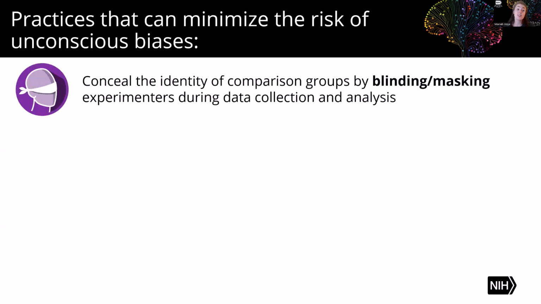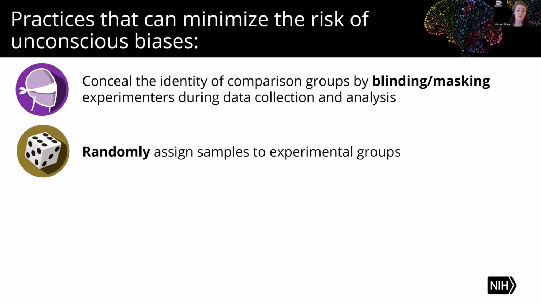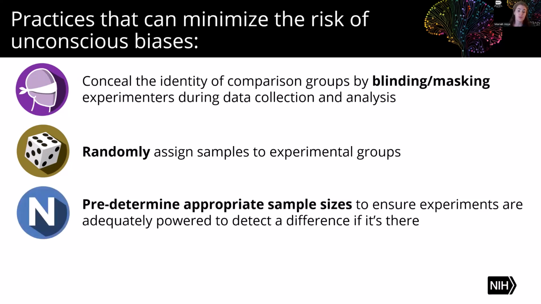For one, we can conceal the identity of comparison groups by blinding and masking experimenters during data collection and analysis. This practice helps prevent experimenters from unconsciously treating samples differently based on the identity of the sample. We can also randomly assign samples to experimental groups using a random number generator, for example, to help ensure unconscious biases are not contributing to group allocation.